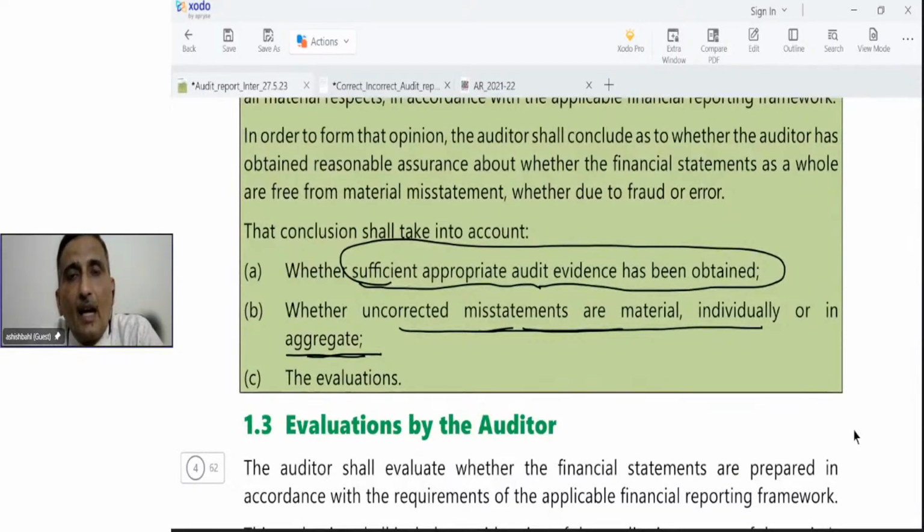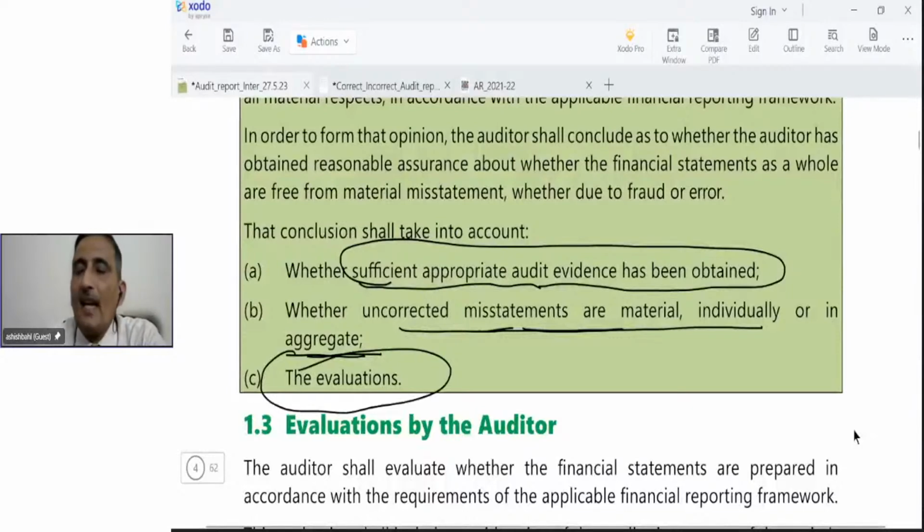So if some uncorrected misstatements are still there and these are material, either individually or in aggregate, then he makes an evaluation. Then what does the auditor make? He makes an evaluation. Evaluation means to assess, to examine. Then he would finally see what effect these uncorrected misstatements are going to have on his opinion, because it is ultimately the opinion which matters. It should not be the case that there are still uncorrected material misstatements and he wrongly evaluates and gives an inappropriate opinion. Okay, so clear, students?